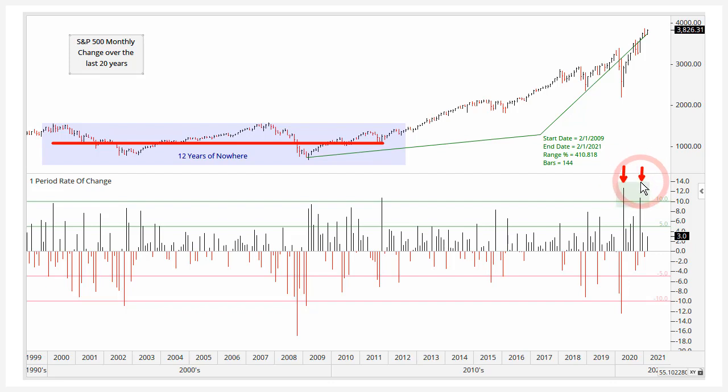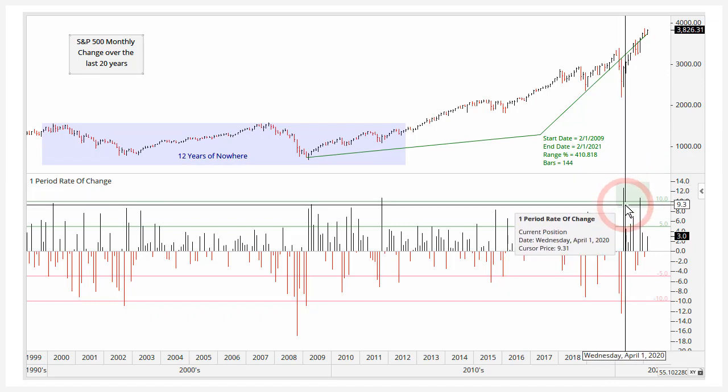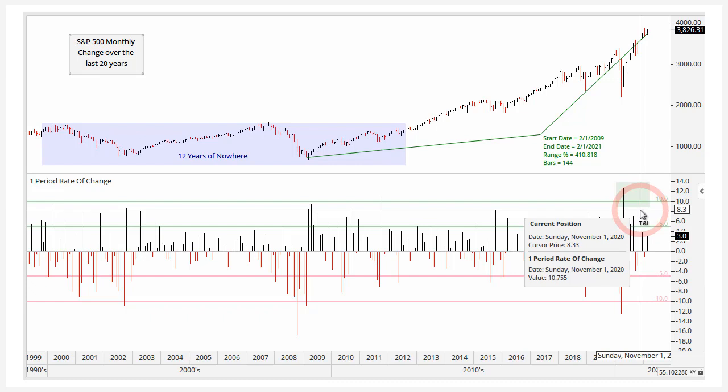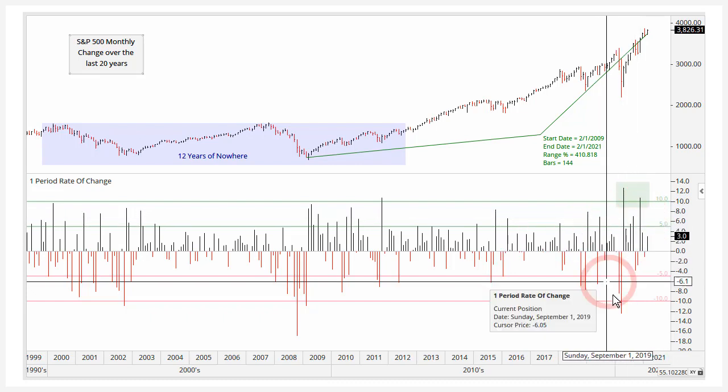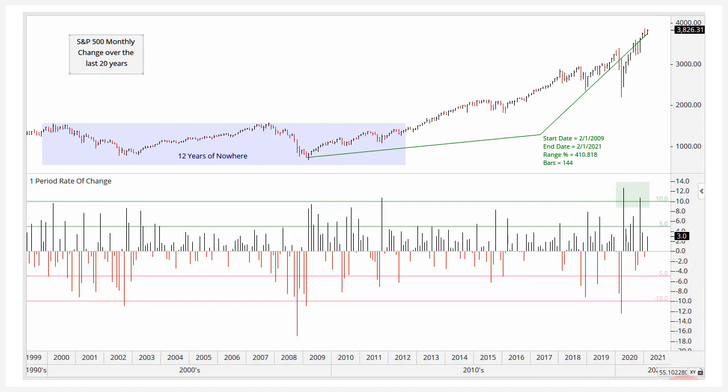But look at this. You had 2 huge advances here in 2020. And I'll put my cursor on here, or I can hover over the chart, and we can see where those are. Okay, so I got my cursor on, and lo and behold, it's April and November. Double-digit gains in those 2 months. And so that is helping this seasonality.